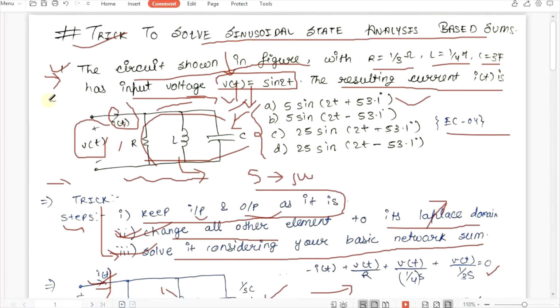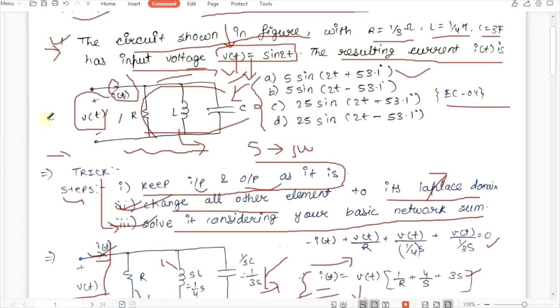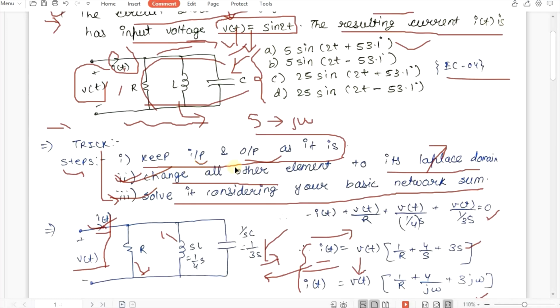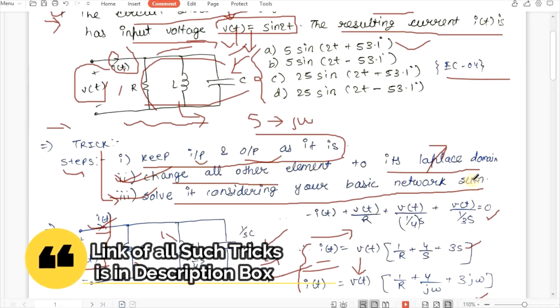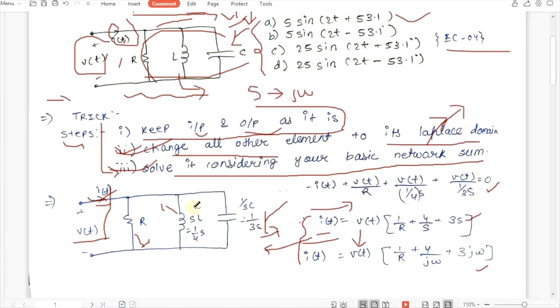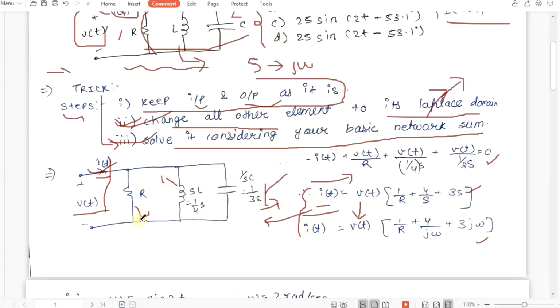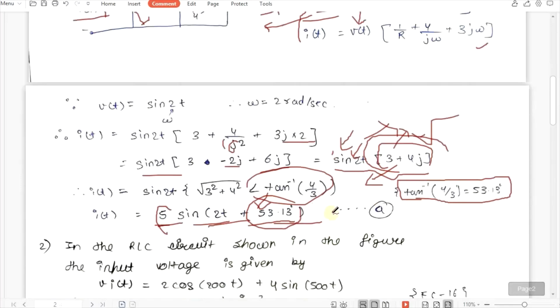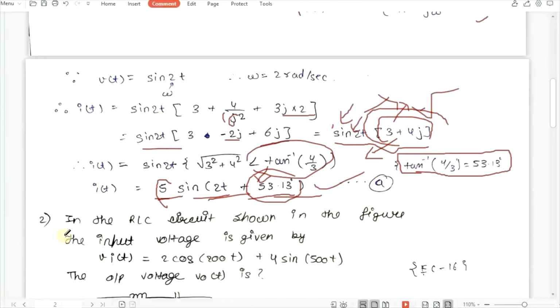So in this sum, what we have done, we have followed all three steps. We have kept input and output as it is. We have changed all the other elements into their Laplace domain. Then we have taken the reactance form. Once the circuit is in the form of reactance, we have just considered that circuit as our basic network, and we have used our simple KCL, KVL to get our answer. So this is the correct answer. Now let us see the second sum.